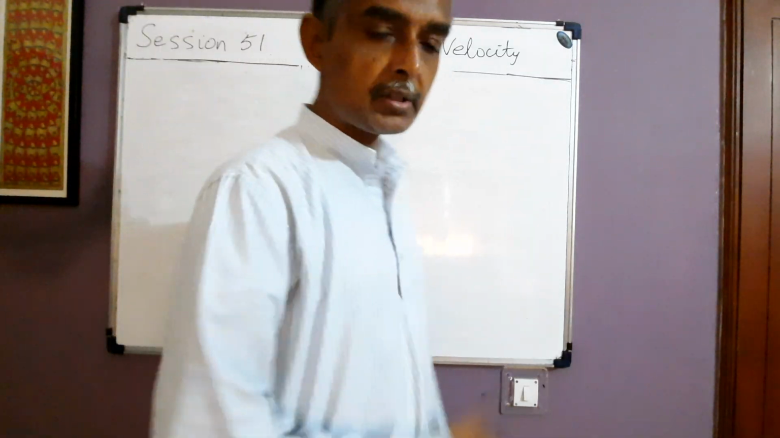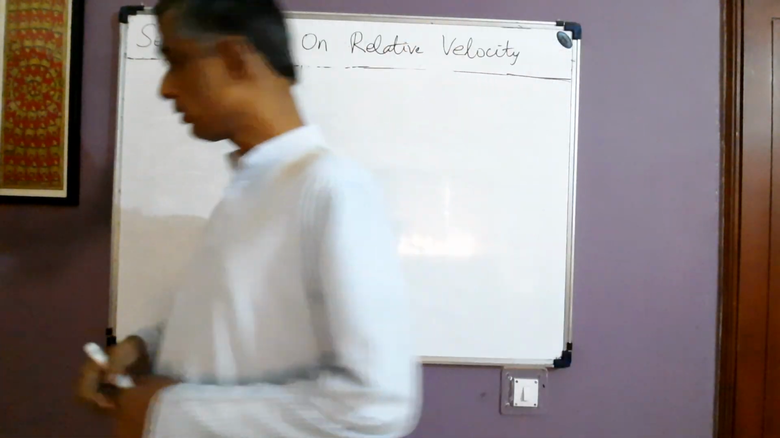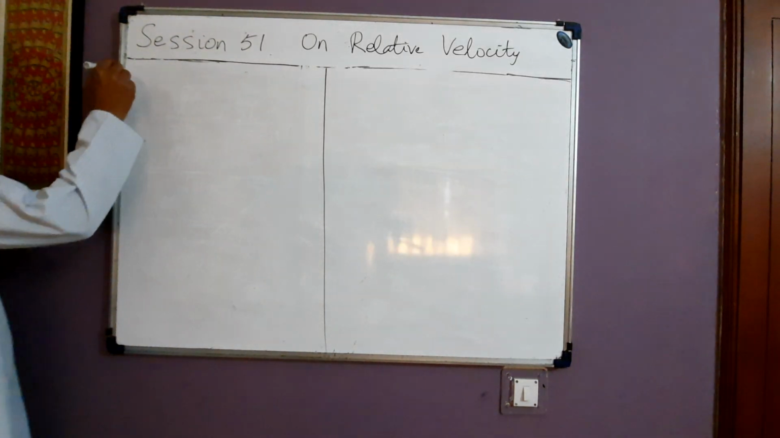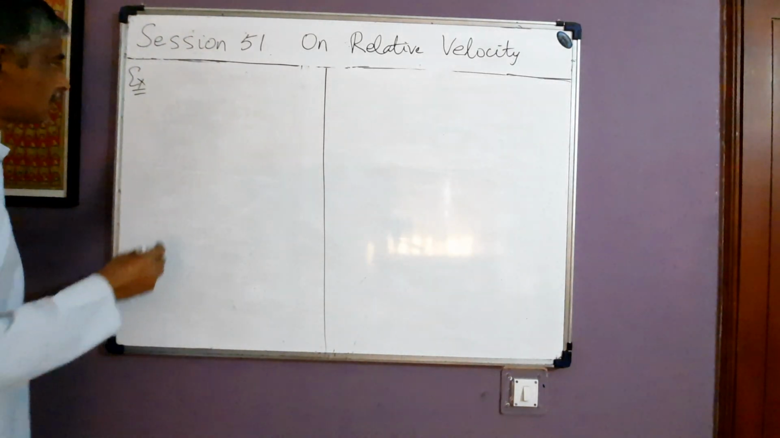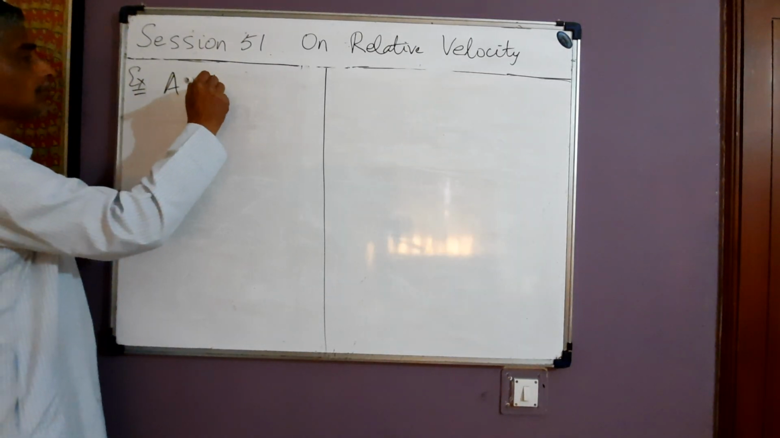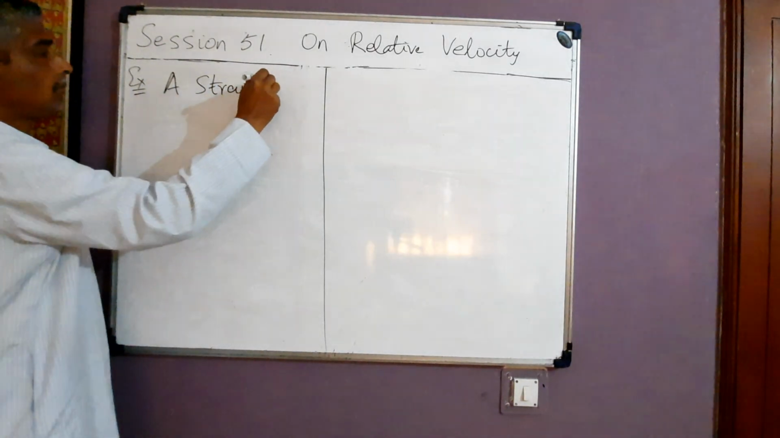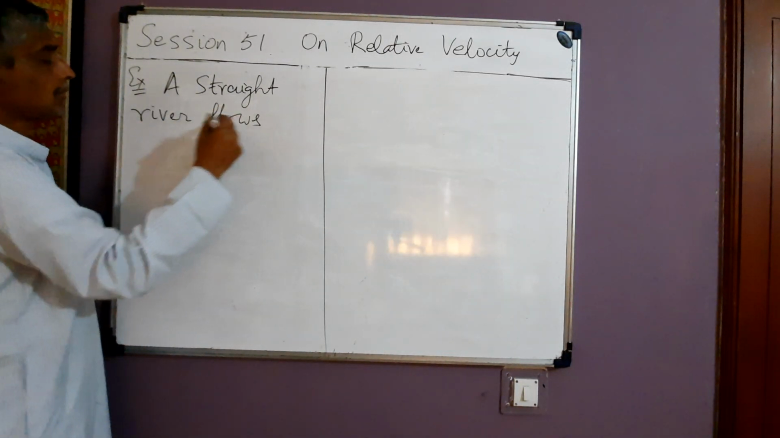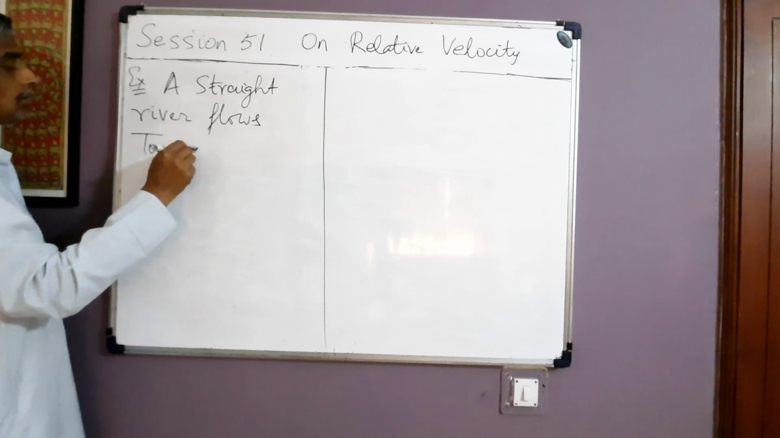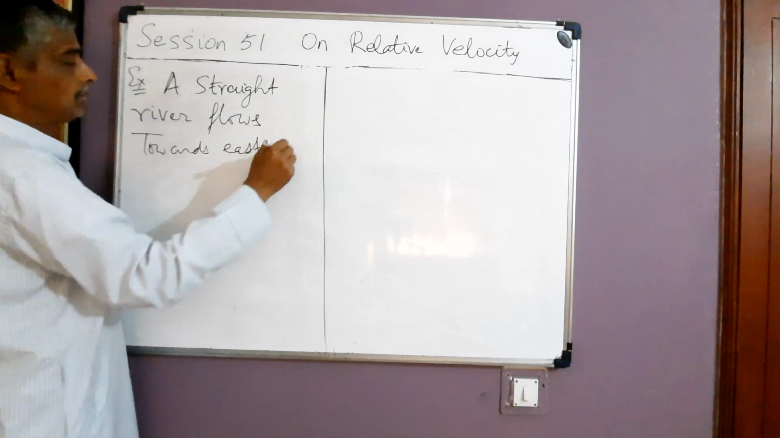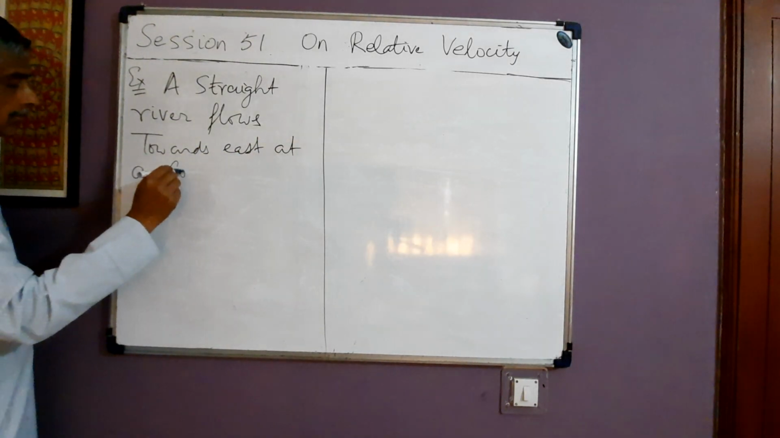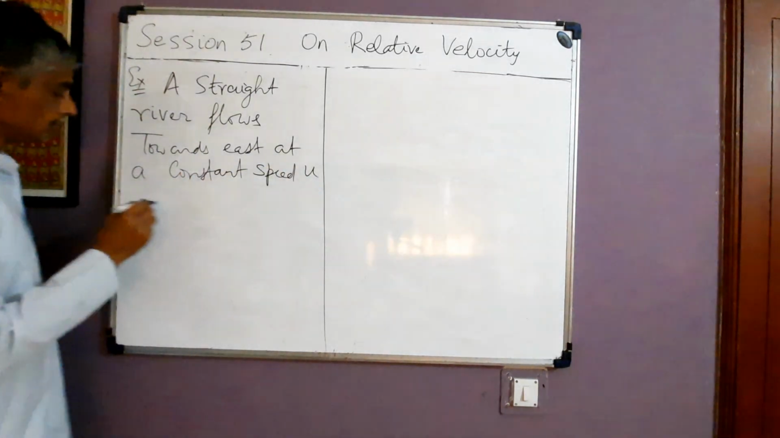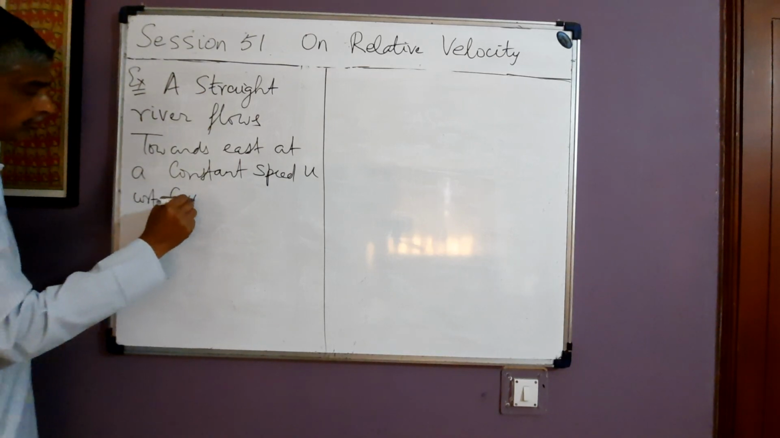Now I take up one more problem on this case 3 in this session. Okay. This is the problem. A straight river flows towards east at a speed u with respect to ground.